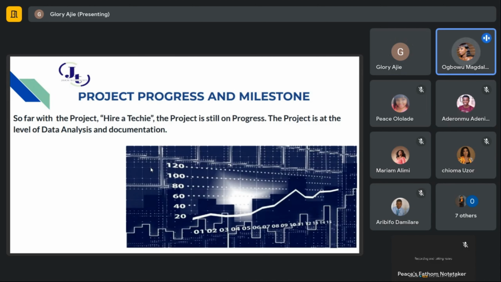So far with Hire a Techie, for their progress and milestone, the project is currently ongoing and they are at the level of data analysis and documentation.